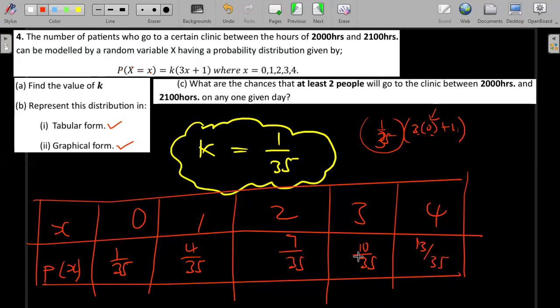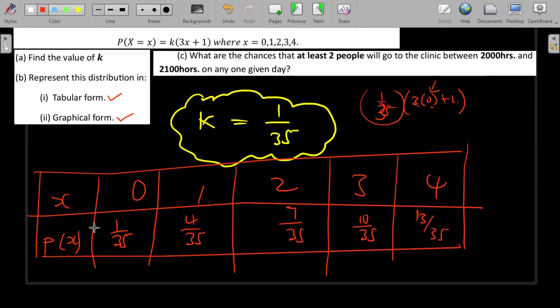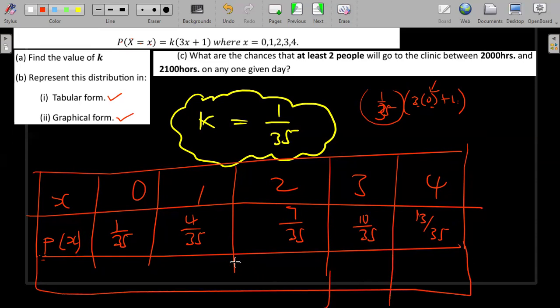You can even find the decimal numbers for these so that it is easier for you to plot on the graph. So let's find the decimal places here. 1 divided by 35 is about 0.0286. 4 divided by 35 is 0.1143. 7 divided by 35 is 0.2000.